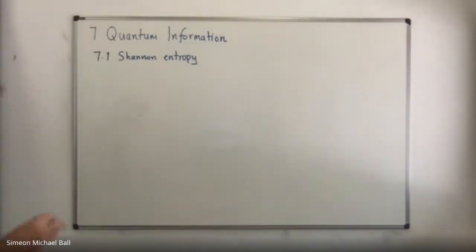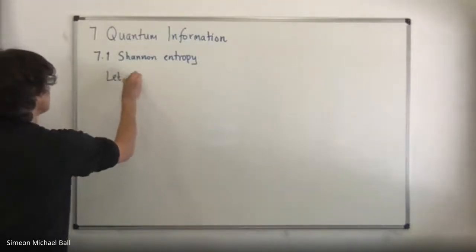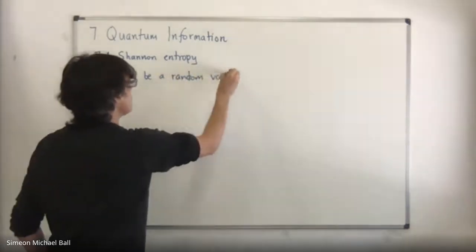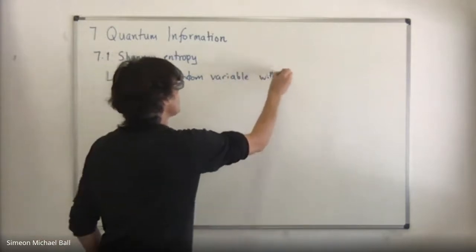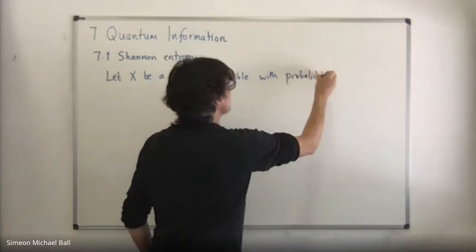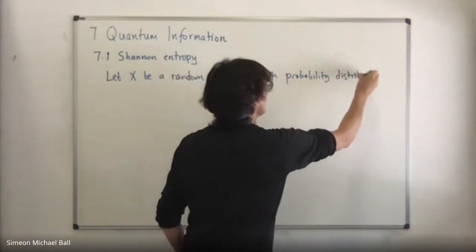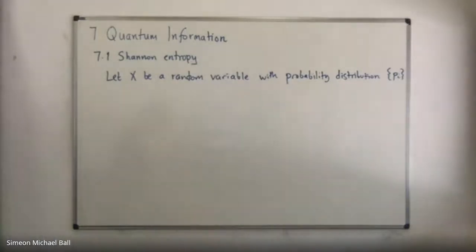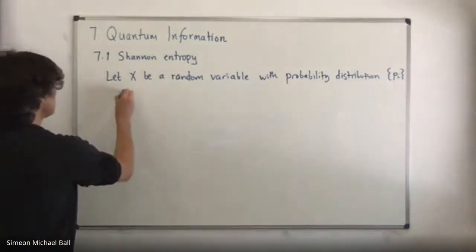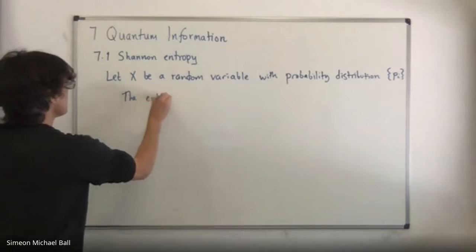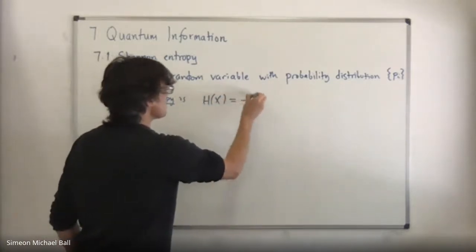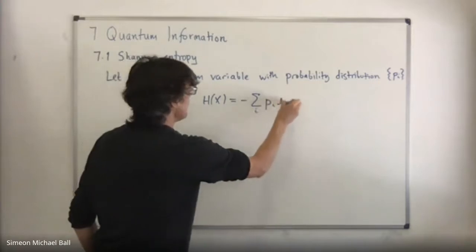Okay, so Shannon entropy we can describe in the following way. So if we have a random variable with a probability distribution, for the moment, let's just say p_i. So these are the probabilities. The probability distribution sums to 1, and each is between zero and one. And then the entropy is going to be H(X) equal to minus the sum over p_i log p_i.